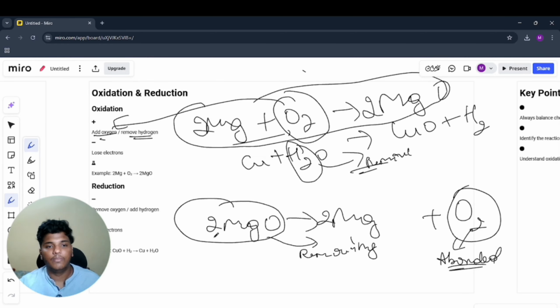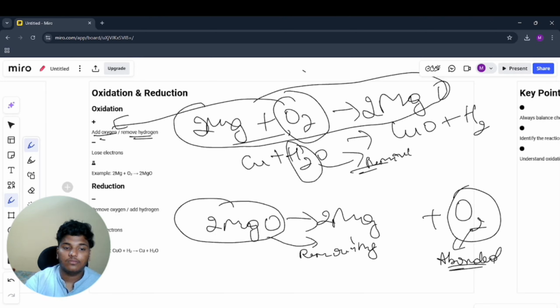Oxidation is very simple. Either you add oxygen or remove hydrogen. That is oxidation. Reduction is the opposite: removing oxygen or adding hydrogen. That is known as reduction.